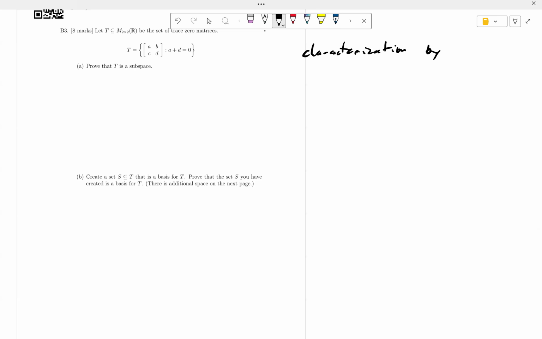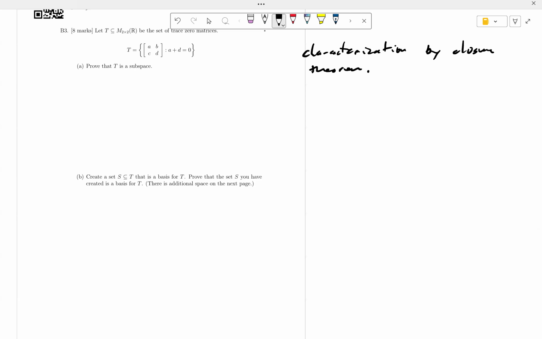by closure theorem than to prove all of the axioms, especially because you're proving closed anyway if you were to try to prove all axioms. So first thing we're going to do is we're going to show non-empty.